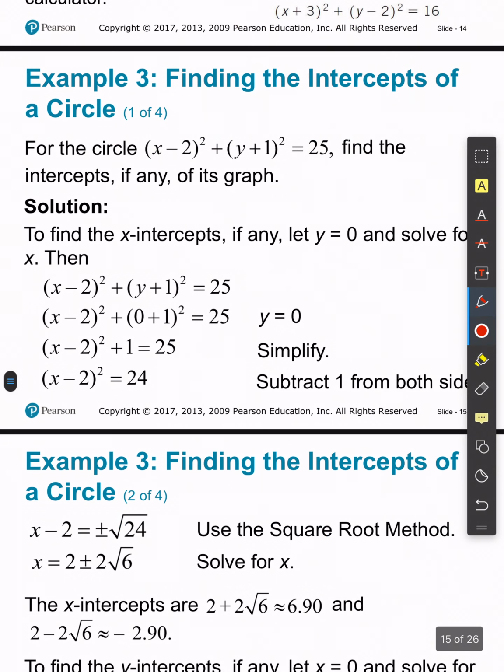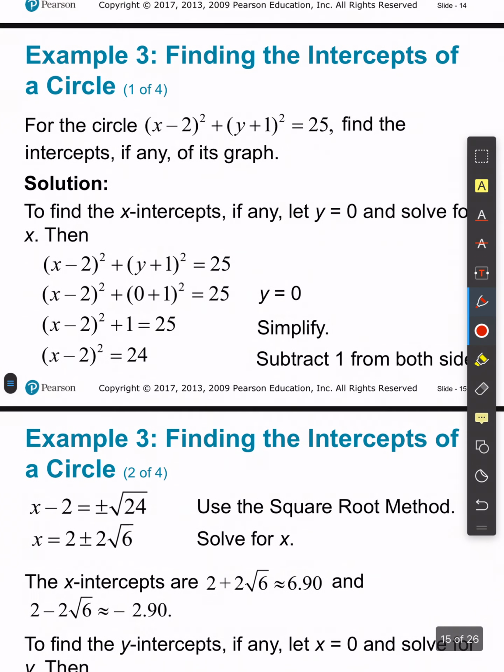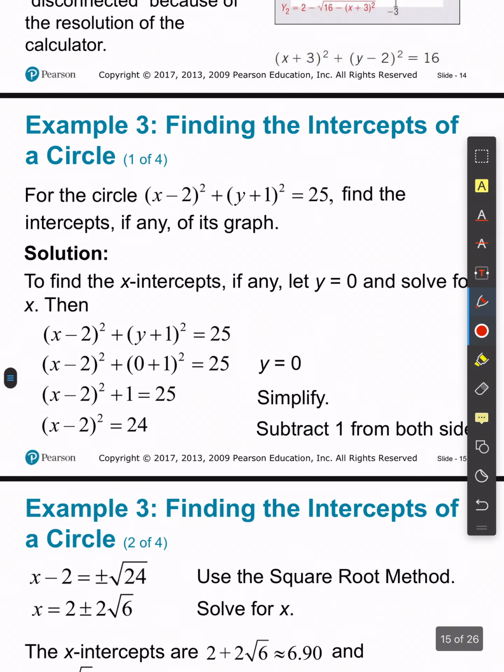Example 3, finding the intercepts of a circle. To find the intercepts of a circle, we can always do that by letting y equal 0, and then we can also let x equal 0, right? So if we want to find intercepts, we can just set those things equal to 0. Here, if we plug a 0 in here, notice what happens. That whole thing just goes to 1, right? So I'm just connecting it down here. They show you all the steps.